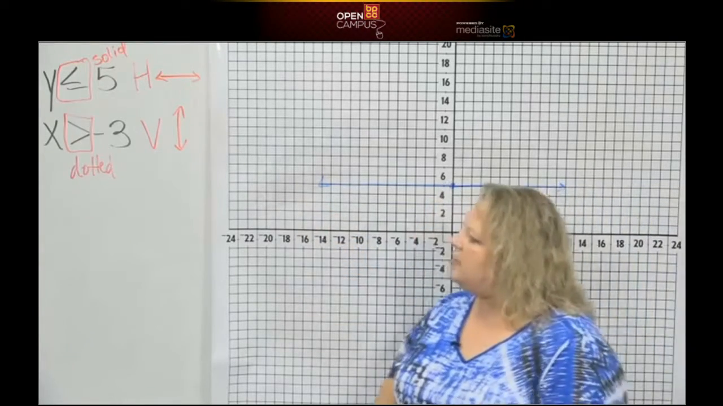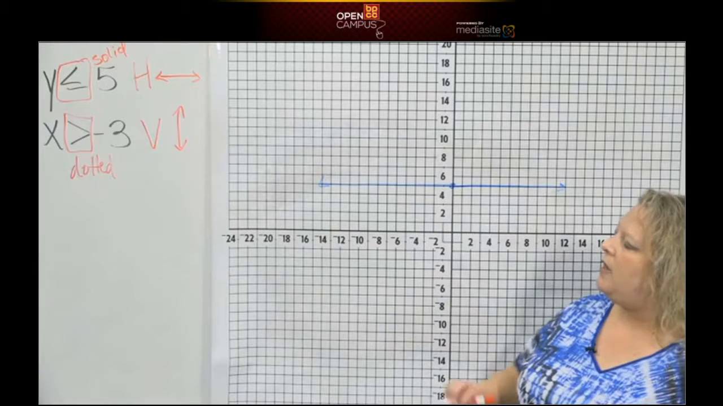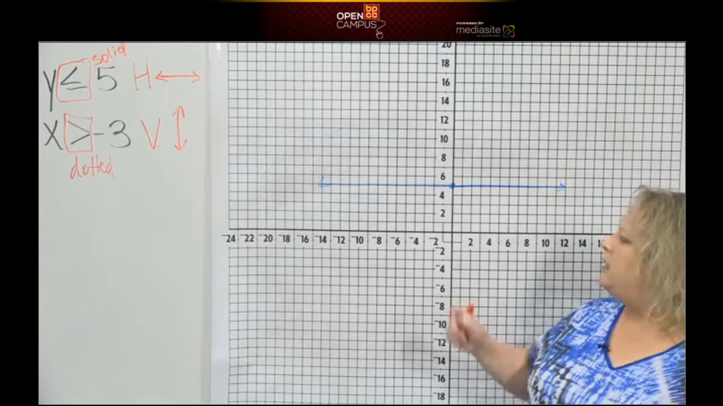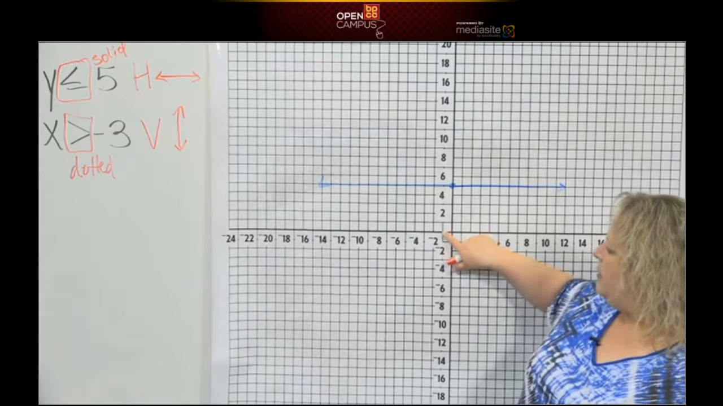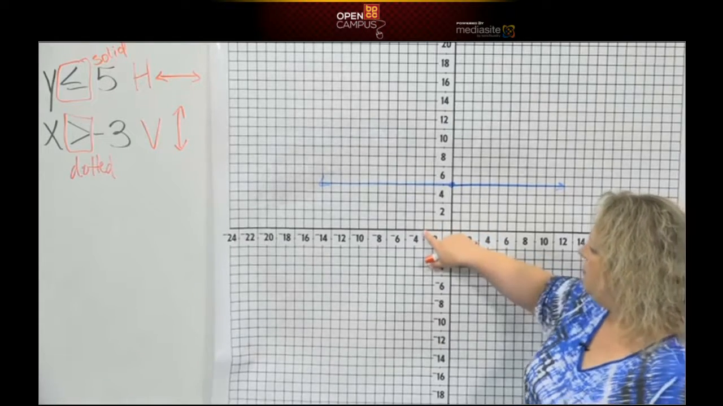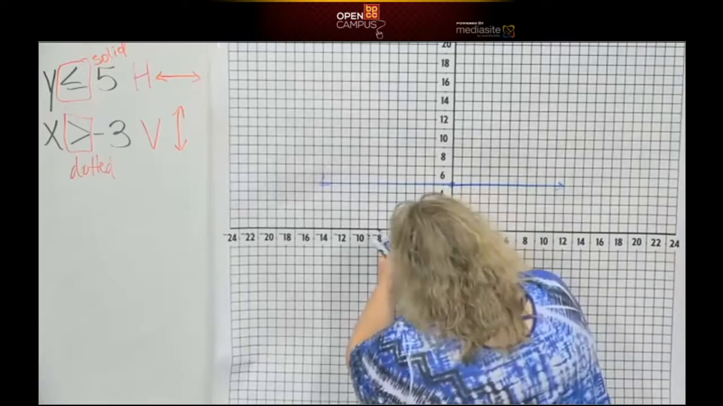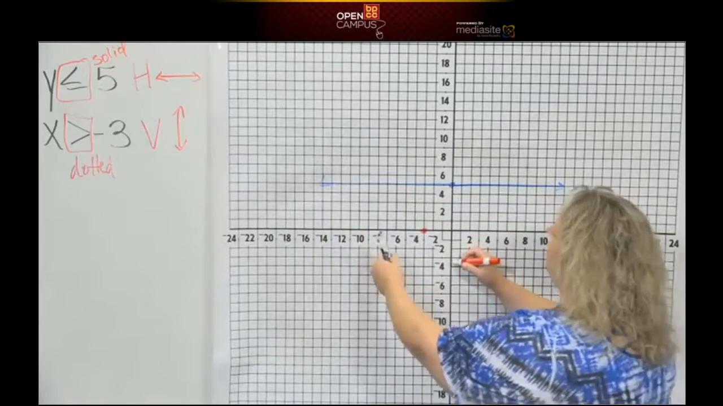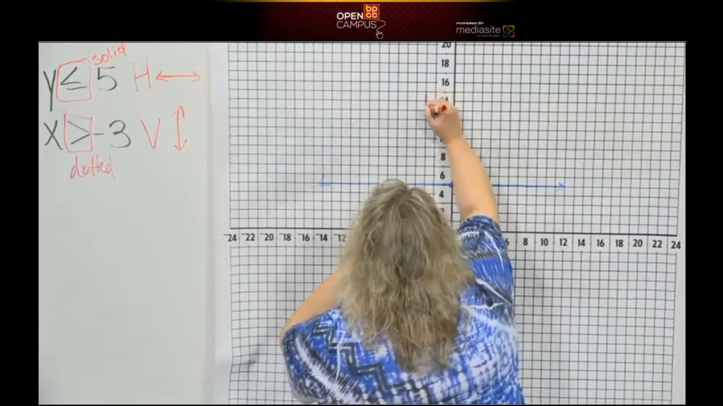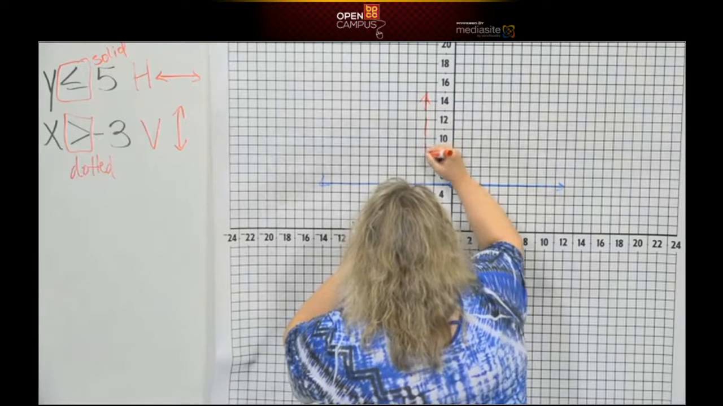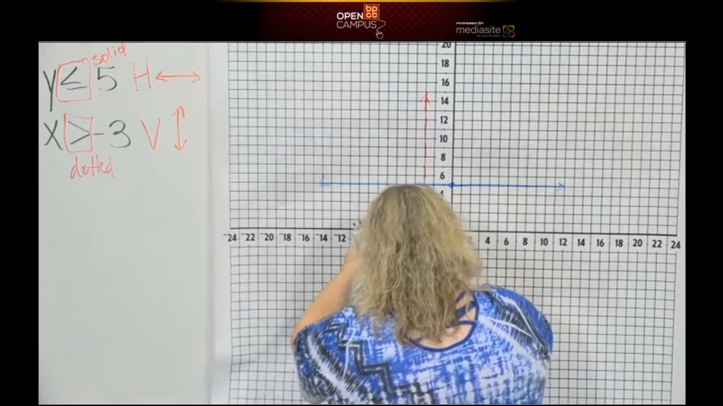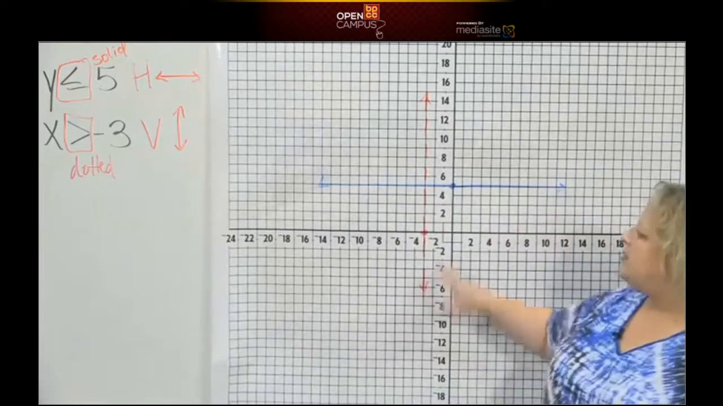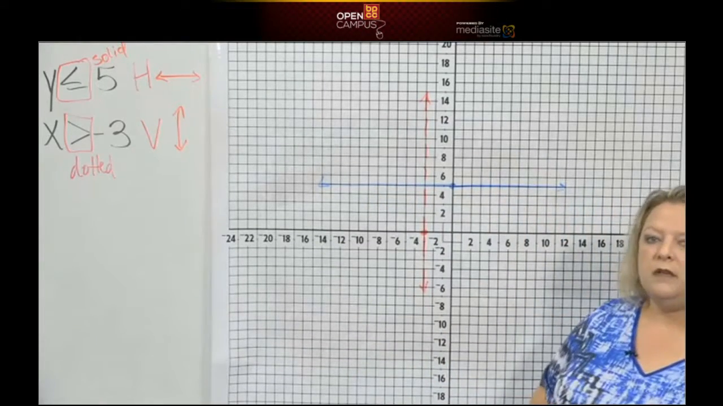Okay, now let's do our vertical line. Our vertical line says x is greater than negative 3. Go back to the origin, go to x equals negative 3: negative 1, negative 2, negative 3. There it is. And it's dotted or broken, so let's do that. Draw that line. Okay, and there we go. So here are our two lines.